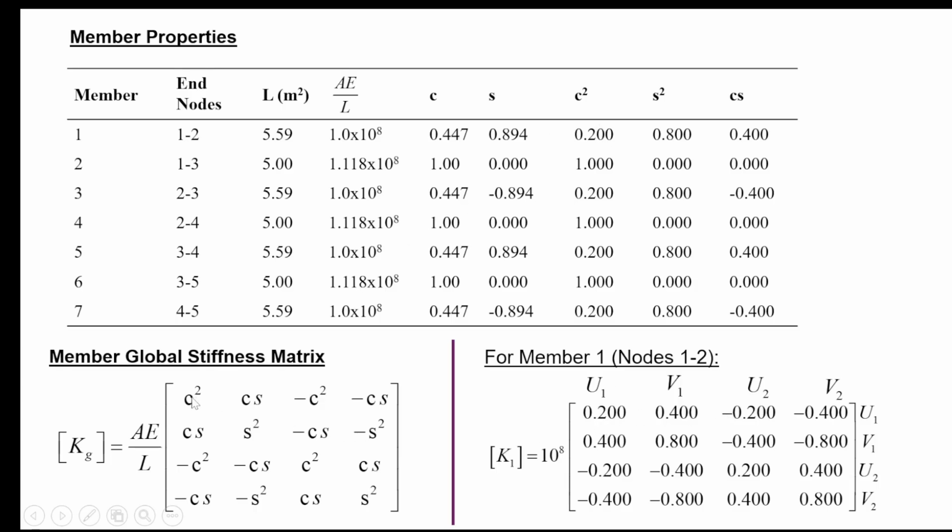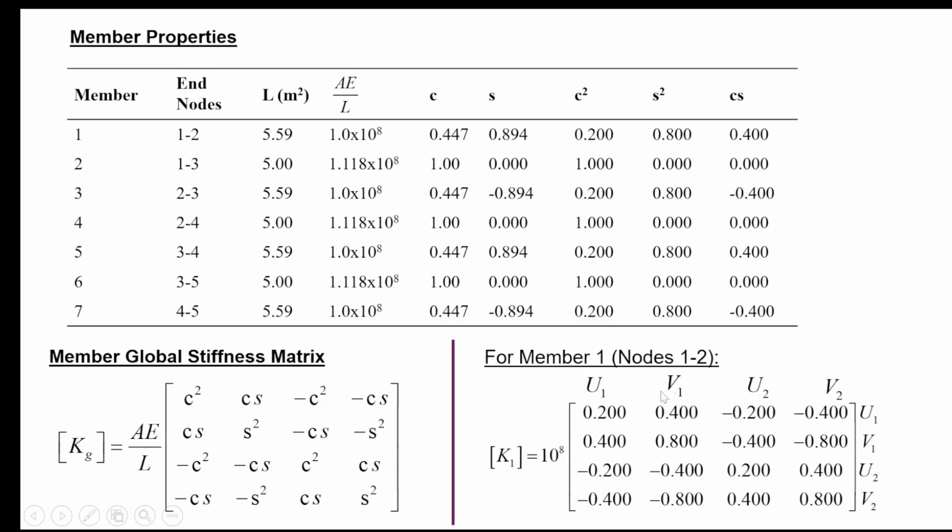So like this is C squared. What was C squared for member 1? For member 1, C squared was 0.200. So that is how we fill this table. So this is the global stiffness matrix for member 1.